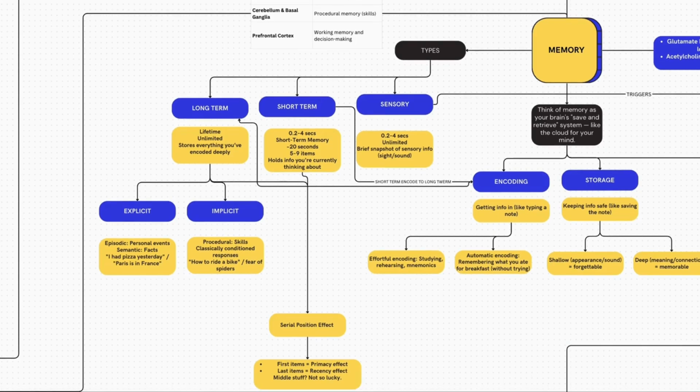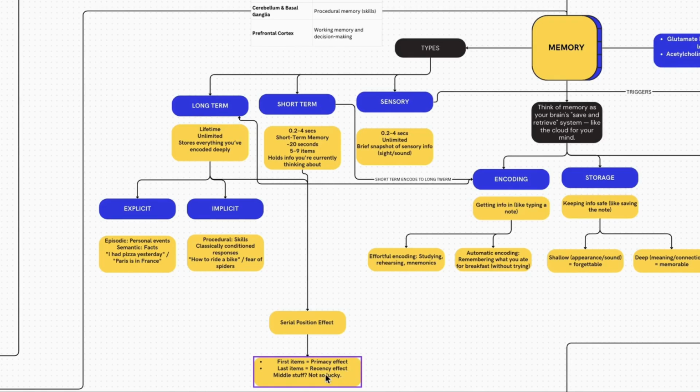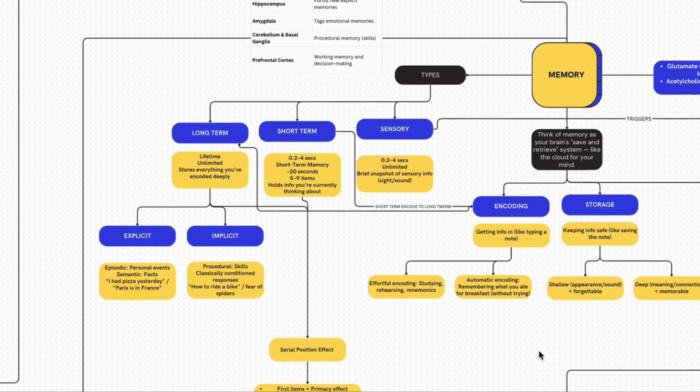In long-term memory, there are two types: explicit and implicit. Explicit is personal events and semantic facts, like I had pizza yesterday, or Paris is in France. And implicit is procedural, like skills and classically conditioned responses, like how to ride a bike or fear of spiders.